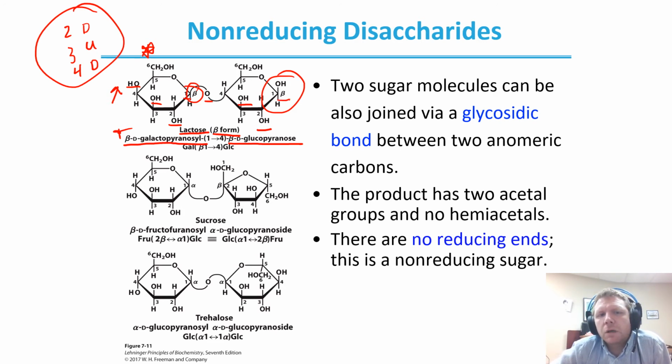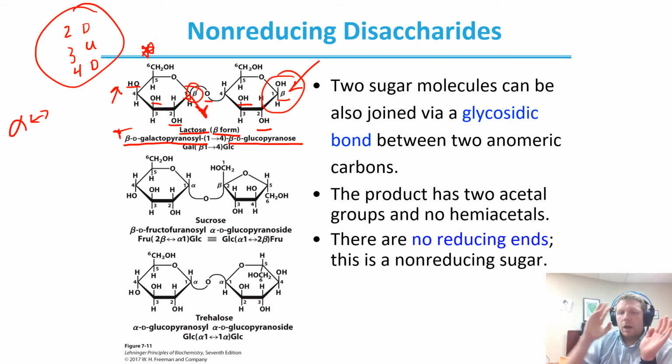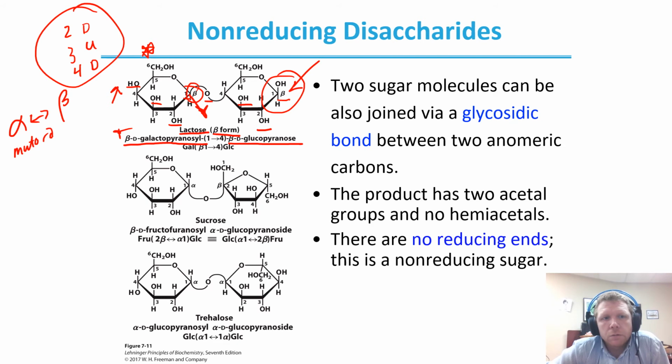What this means is that we could also have an alpha form of this sugar, where we would have an alpha 1,4 linkage rather than the beta. This being a reducing end means that our glucose can interconvert between alpha and beta. Now, what's going to happen there is that the ring is going to open up. We're going to see a conformational change in that hydroxide group, and then our ring is going to close back up again. So that alpha versus beta interconversion is known as mutarotation.